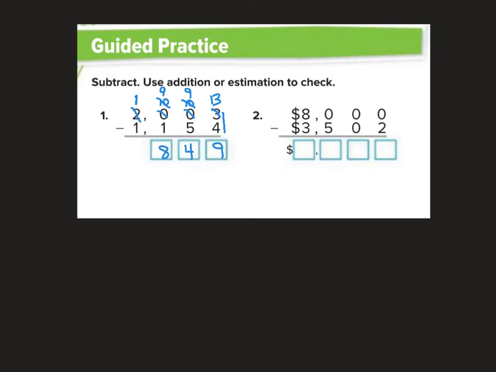Let's check using addition this time. Let's take our difference, 849, plus our subtrahend, 1,154. See what we get. 9 and 4 makes 13. 4 and 5 makes 9, and 1 more up on top makes 10. 8 and 2 makes 10. And 1 and 1 makes 2. 2,003, and that was our minuend. Yes, we did it.